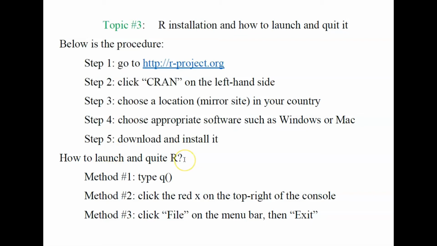How to launch or quit R: we just click the R icon on your desktop and we launch it. And there are 3 methods to quit it. Actually, they're all equivalent. You can type q, left, right parenthesis, and you can click the red X on the top right of the R console. Alternatively, you can click File on the menu bar, then Exit. Later, I'm going to show you how to download and install R.